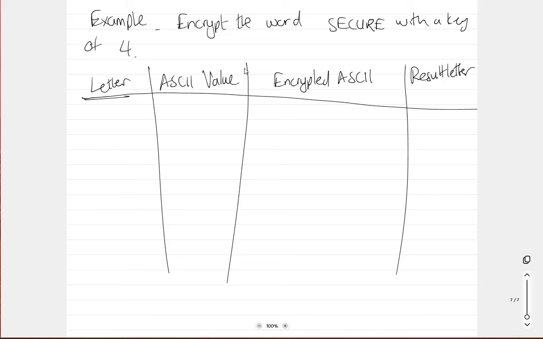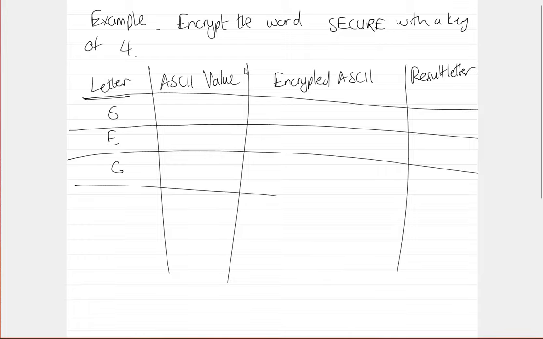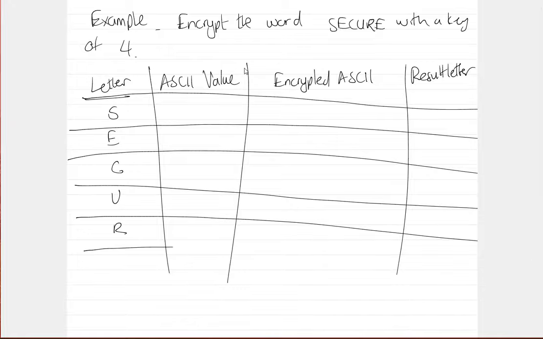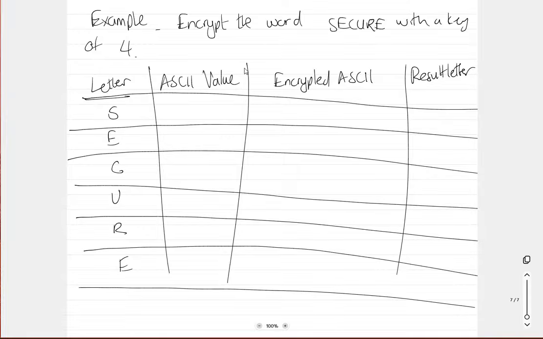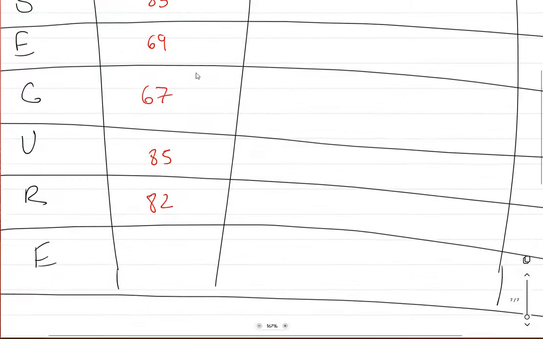We have the word SECURE. So S, E, C, U, R, E. Okay, so I'm going to zoom in a bit so I can write a bit smaller and neater, hopefully. What is the ASCII value for S? If you look on the ASCII table, you'll see it's 83. The ASCII value for E is 69. The ASCII value for C is 67. The ASCII value for U is 85. The ASCII value for R is 82. The ASCII value for E is 69, same as this one.